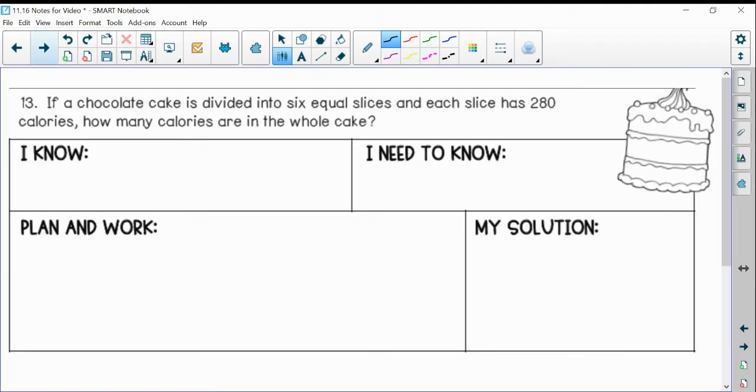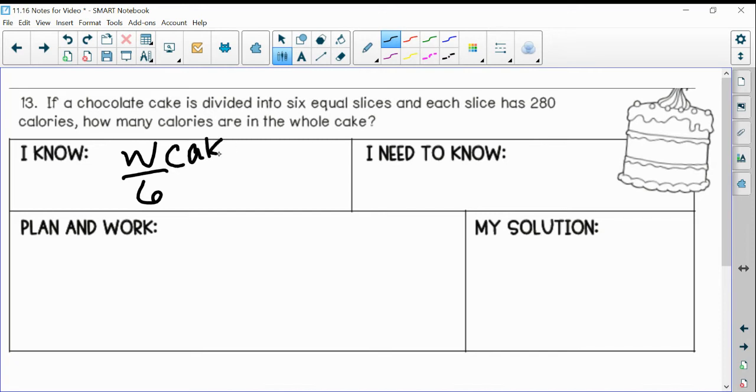Awesome. All right, so I want to do one word problem with you, and then I'm going to go ahead and let you do one on your own. So it says if a chocolate cake is divided into 6 equal slices. So one whole cake divided into 6. That we know that.